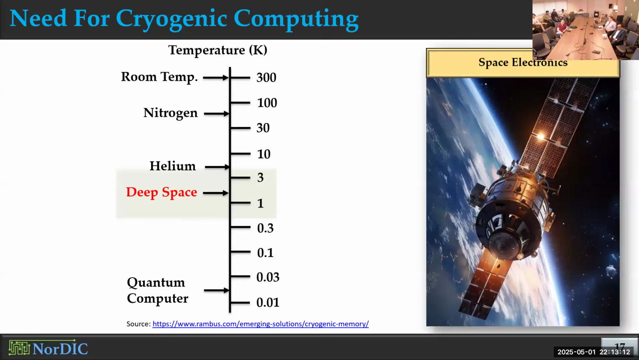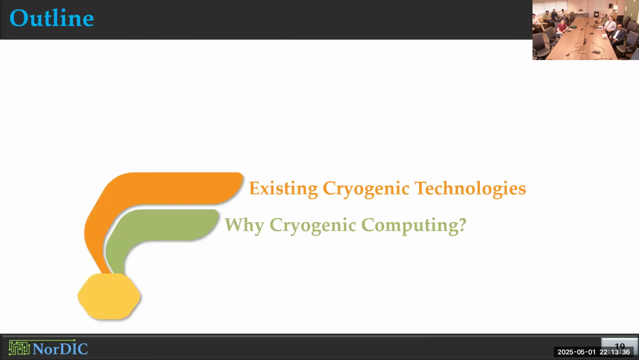And finally, cryogenic computing can also be a natural fit for space electronics because, as you can see in deep space, we have this cryogenic environment for free. So if we have a suitable cryogenic computing system, we'll be able to use that for the exploration of deep space, and we'll be able to take advantage of that readily available cryogenic environment there. So we'll not need any additional cooling cost for that application here. So now I'll talk about the existing cryogenic technologies and their challenges.